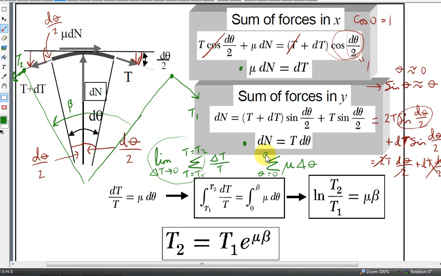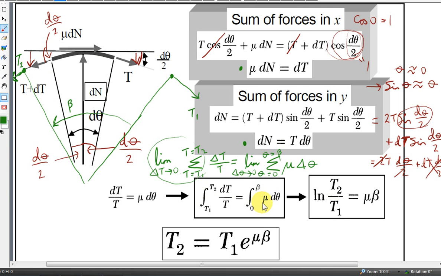So we'd sum from theta equals 0 to theta equals beta, and then we would refine this by taking the limit as delta theta goes to 0. And of course this sigma becomes an integral sign. We integrate from 0 to beta, replace delta theta with d theta, and we get this equation here. Integrating 1 over t with respect to t gives us ln of t, and then we apply the limits. We get ln of t2 minus ln of t1. That can be written ln of t2 over t1.